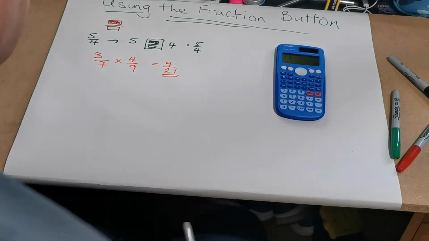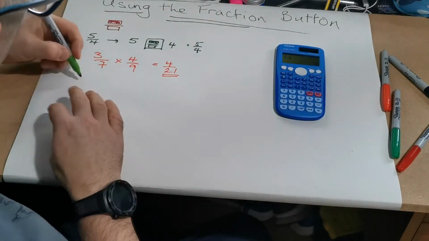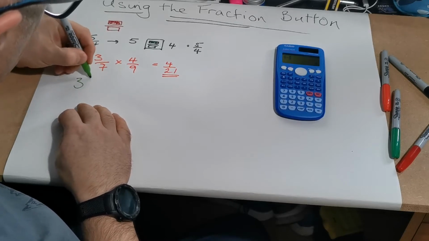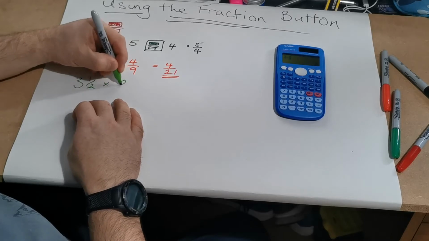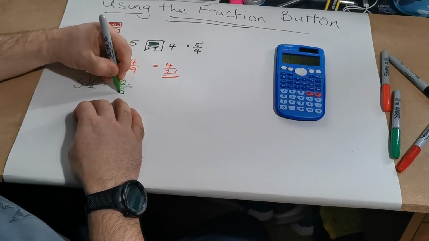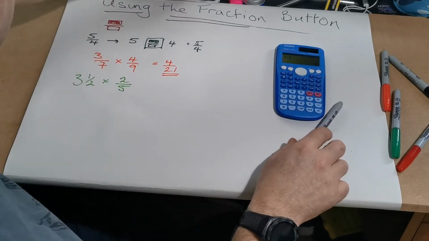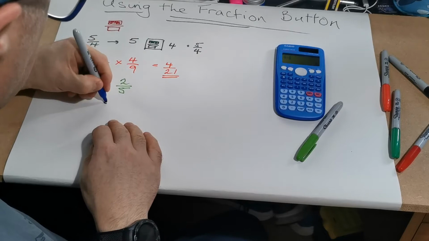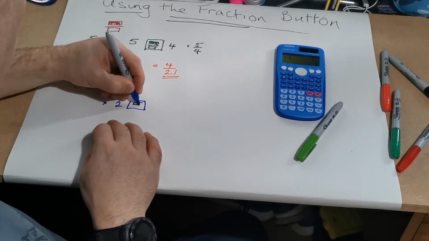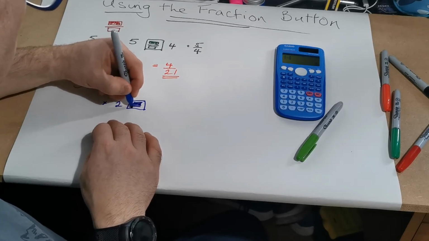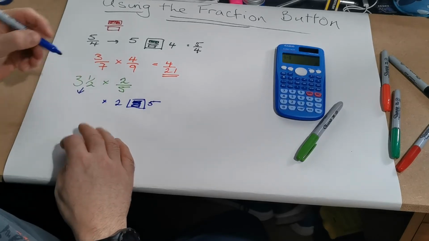But what happens if we wanted to do a calculation with 3.5 times 2/5? How could we do that on our calculator? Well, this one's nice and easy. This one, we use the button. And we get it in okay. But how do we put this one in?